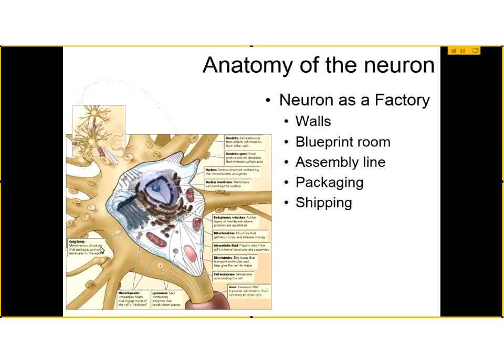And what we'll do is we'll take this idea, this analogy of a factory, and translate it to a neuron to see that many of these same kinds of processes are in fact operating.